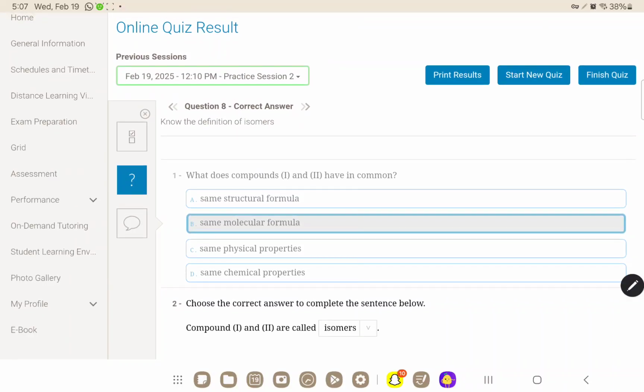Now, we call these two, I've been saying it the entire question, isomers, when they have the same number of carbons, yet they're built in different ways, on different branches.